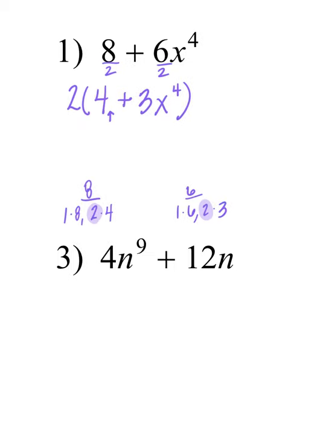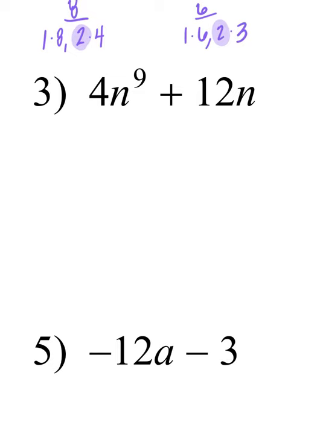So then let's look at number 3, and let's look at the difference between the two. So if you look at number 3, I'm going to go ahead and write my factors. So I have 1 times 4 and 2 times 2. And then my factors of 12 would be 1 times 12, 2 times 6, and 3 times 4. And so here my greatest common factor is 4. Both of these have a 4 in it.